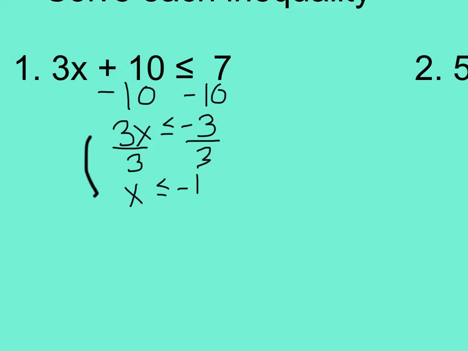It didn't ask us to graph it. If we had been asked, remember the difference between an open and a closed circle. This one is a closed circle because of the equal sign, and then you'd be shading to the left for less than.